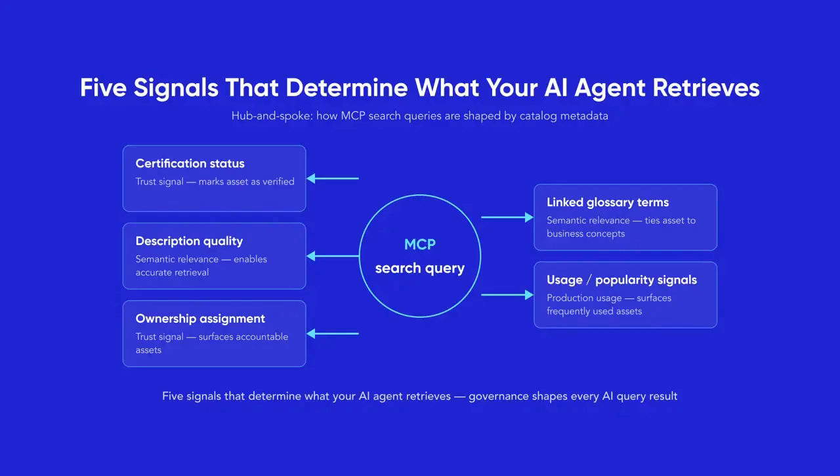Trust signals, whether the table is certified, whether it has an owner, whether its glossary terms are linked, break ties between equally relevant results. Usage and popularity signals surface the tables that practitioners actually rely on in production. This scoring mechanism is the direct connection between catalog governance and agent output quality, made explicit and measurable. A table with a current description, a certification, a named owner, and linked glossary terms scores higher than an equally relevant table with none of those attributes.